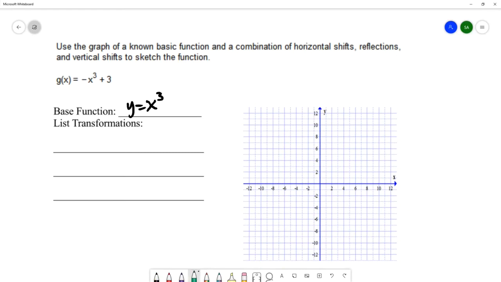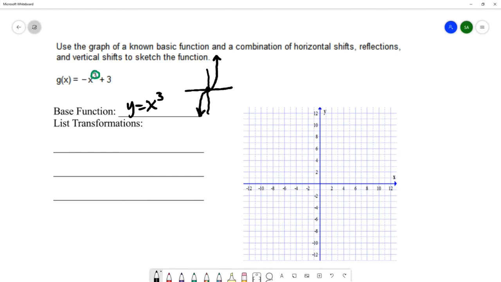So I know it's y equals x cubed because of the cube here. So I need to know what that basic graph looks like. I know it passes through (0, 0). And at (0, 0), it has sort of a little squiggle in the graph. But mostly we see the left end quickly going to negative infinity and the right end going to positive infinity.